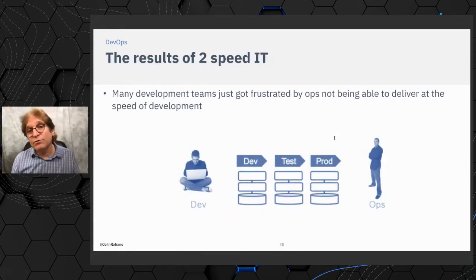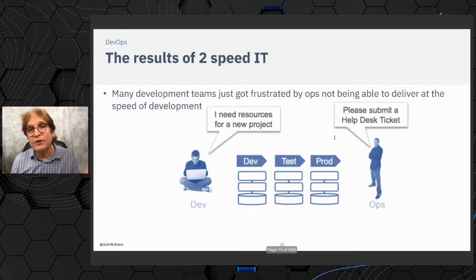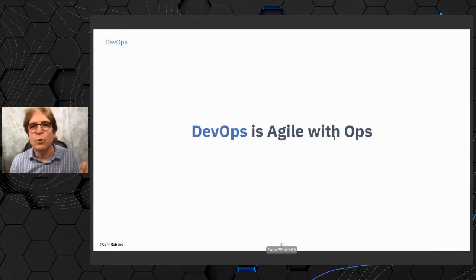And this is what results in two-speed IT, right? The developer says, I need some resource for a project. And the ops guy says, oh yeah, open a ticket. And the dev guy says, nah, I got a credit card. Nah, never mind. Right, we'll go around. And that's how shadow IT is born.